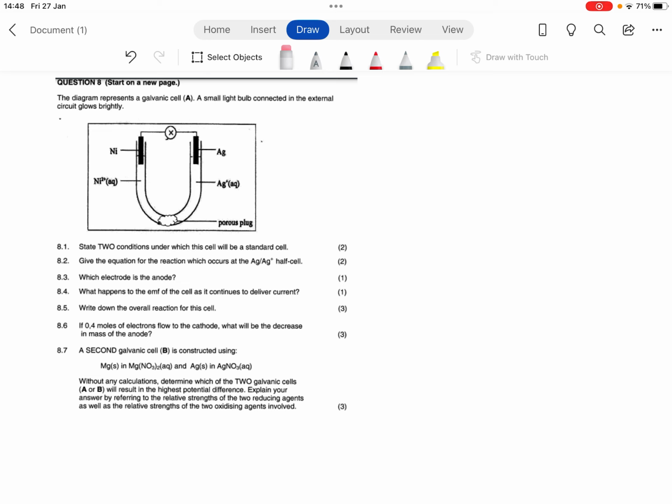Today we'll be looking at question 8. The diagram represents a galvanic cell. A small light bulb is connected in the external circuit and glows brightly. 8.1, state two conditions under which this cell will be a standard cell.